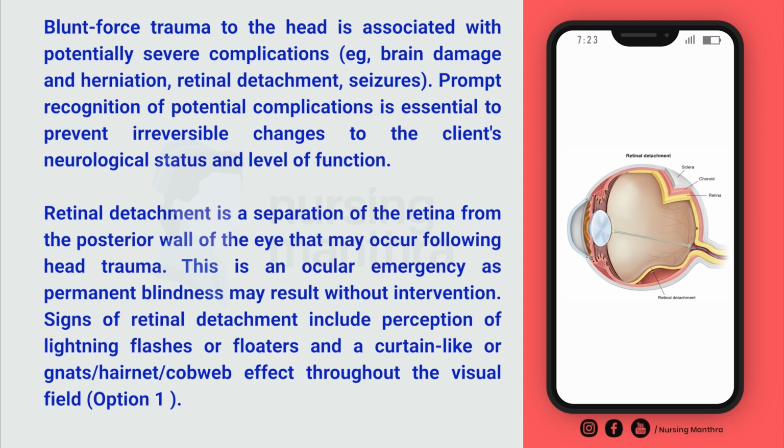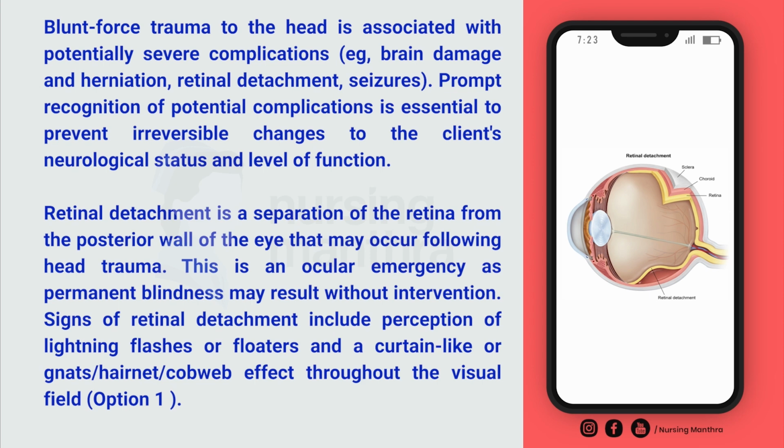What is retinal detachment? Separation of the retina from the posterior wall of the eye. That may occur following the head trauma. You can see in this picture, the retina is getting detached from the posterior wall. This is an ocular emergency, as permanent blindness may result without intervention. If we are not doing any intervention for this, it will lead to blindness. That's why it is an ocular emergency.